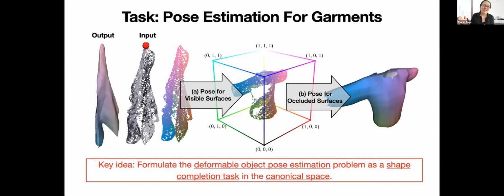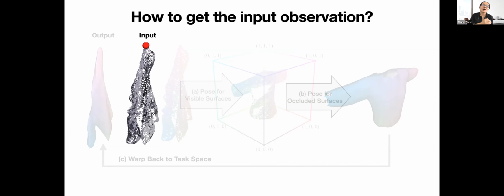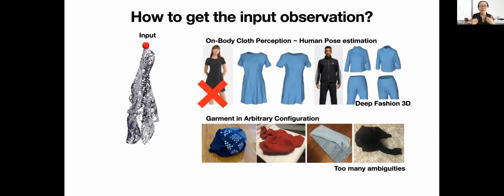In the next few slides, I will cover a few of the most important design decisions for this algorithm. First, how to get the input observation. In this project, we are actually less interested in the on-body cloth perception task, where the cloth is already worn by a person. Instead, we are interested in estimating the garment's pose or configuration under arbitrary configurations.